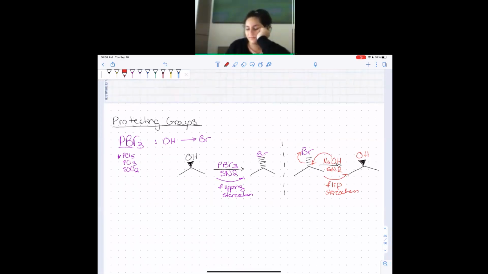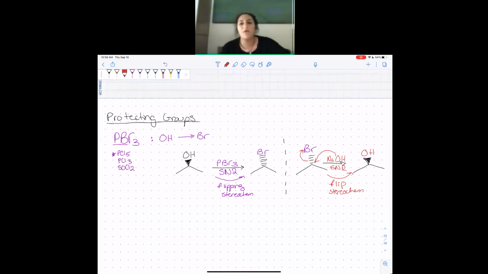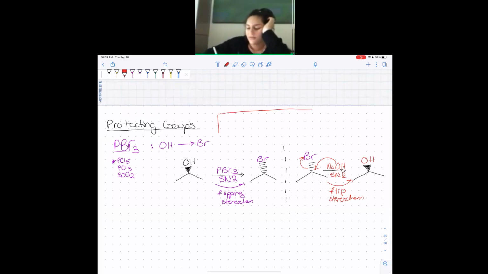Ta-da. So overall, we got retention of stereochemistry if we use PBr3 and then we turned it back into an alcohol. So a little hint that I will give you guys for protecting groups in Orgo 2.